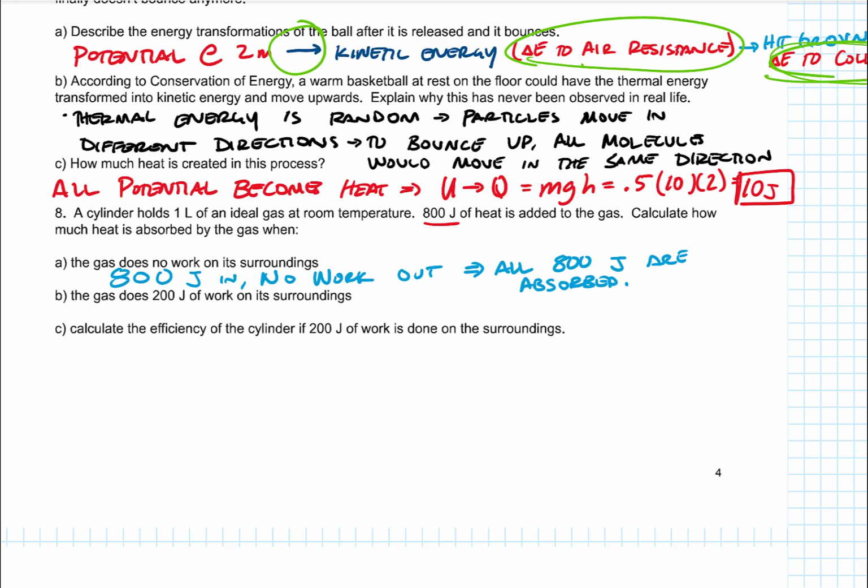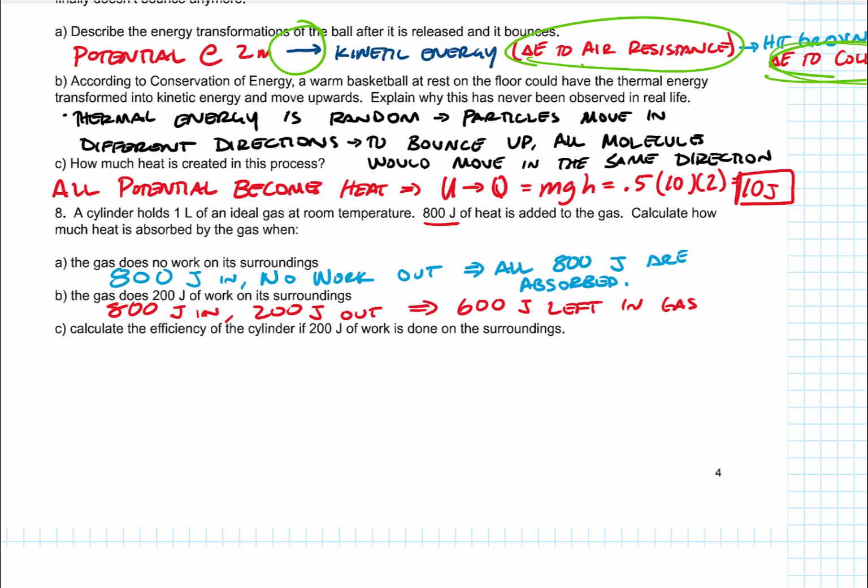Nothing's coming out. If the gas does 200 joules of work on its surroundings, we have 800 joules in, 200 joules out, and then 600 joules are left in the gas. So my leftover bit is what's still there.